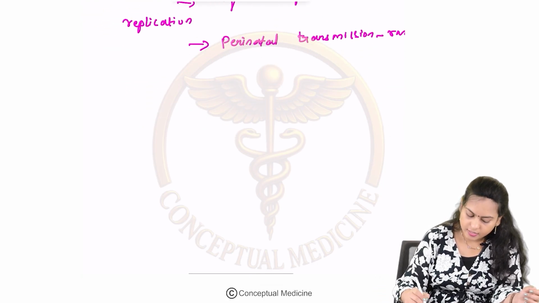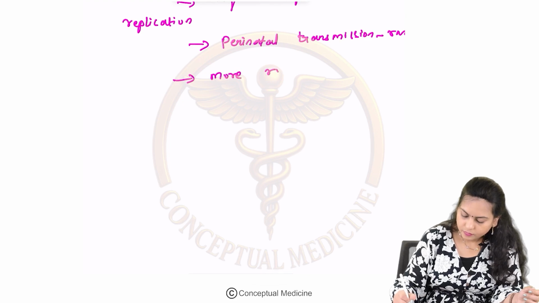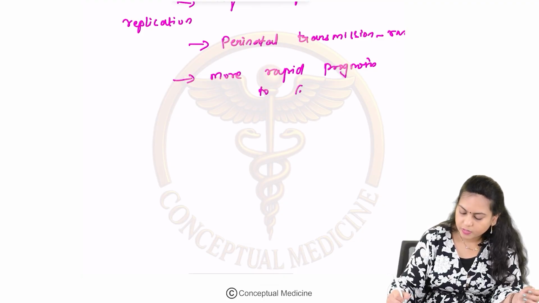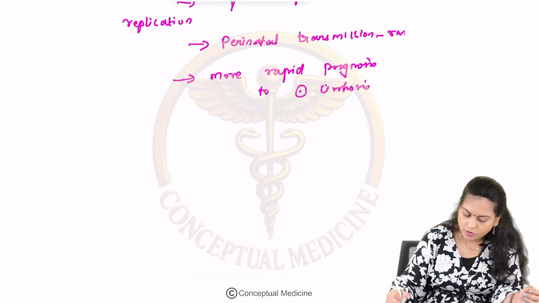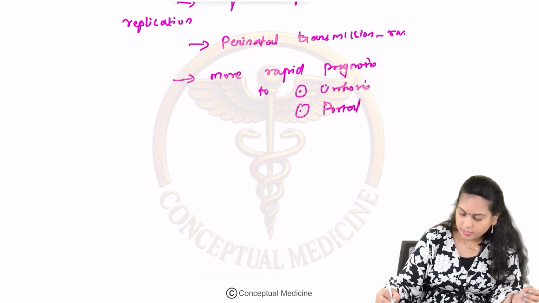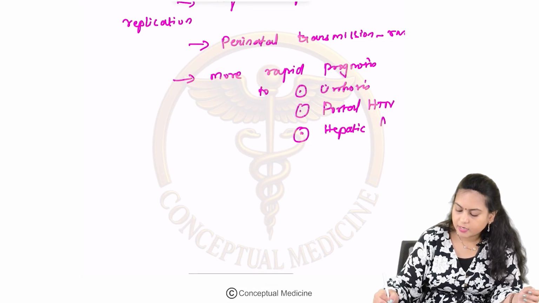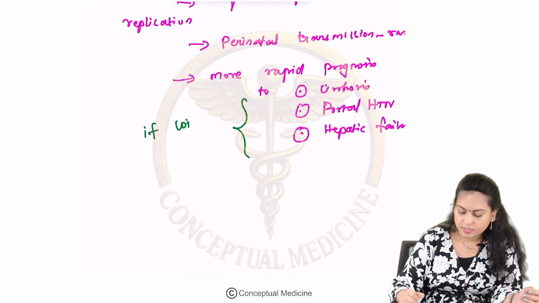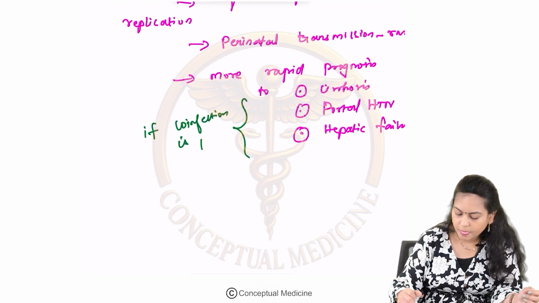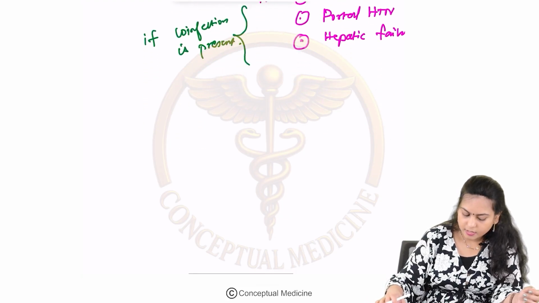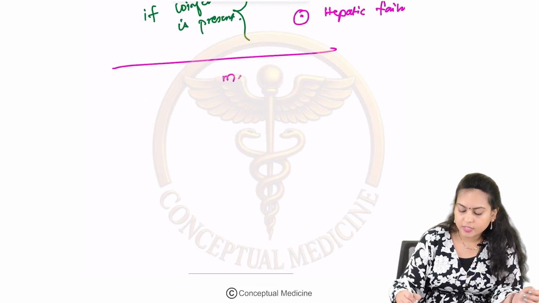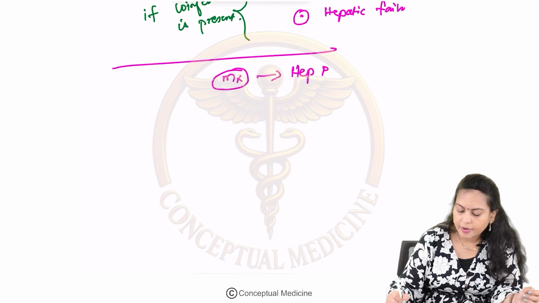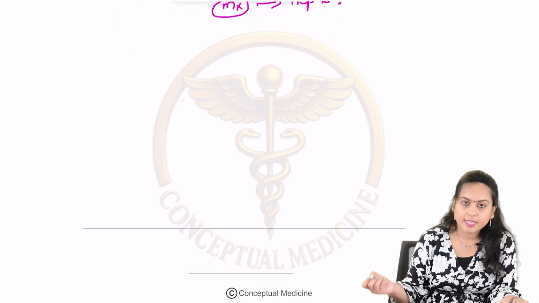Okay, and more rapid prognosis to cirrhosis or portal hypertension or even hepatic failure is seen if co-infection is present. Okay, and the management of this condition is same as hepatitis B. Clear? So, we will see hepatitis E.